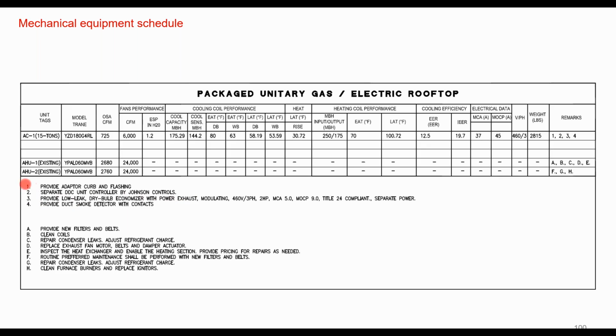You always have to look through your notes to see, okay, we're marked 1, 2, 3, and 4. So we've got DDC controllers, we've got an economizer. Okay, good to know we have an economizer. We have a power exhaust that's 2 horsepower. You have your outside air CFM, your total CFM, static pressure, your cooling coil performance, and the rated efficiency of your equipment. Okay, everything looks pretty good.